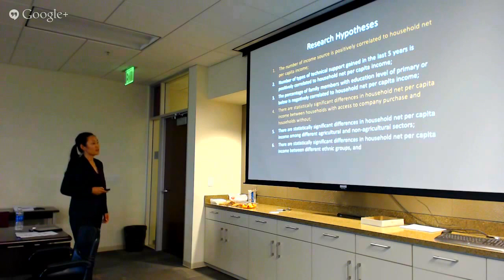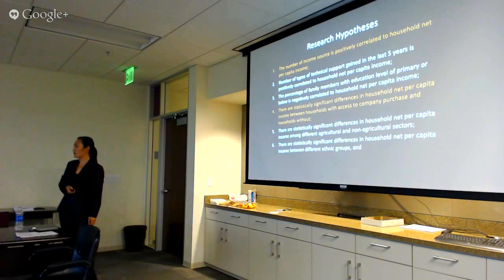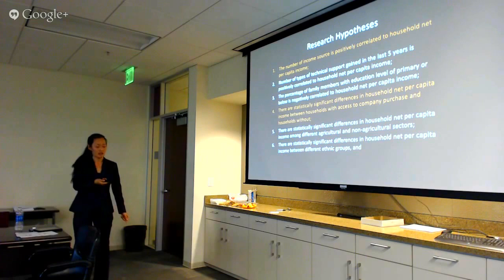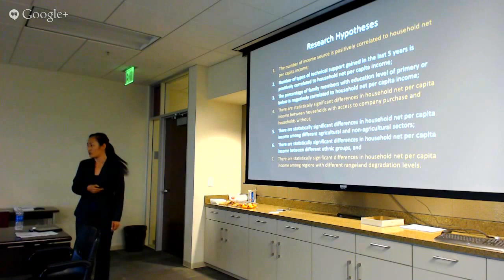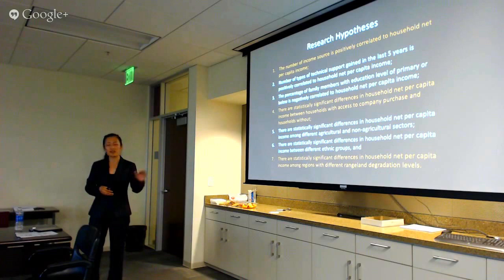And for those different ethnic groups, well, although we saw differences in our graph, but in this model, it doesn't have a significant difference. And last, the land degradation really played a significant role. I should say, the land degradation level is significantly associated with the income level.